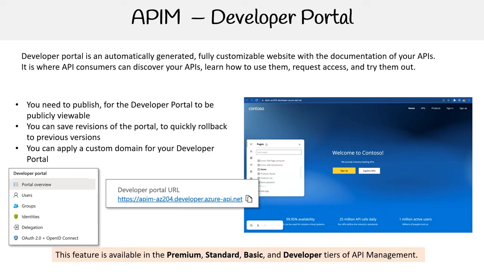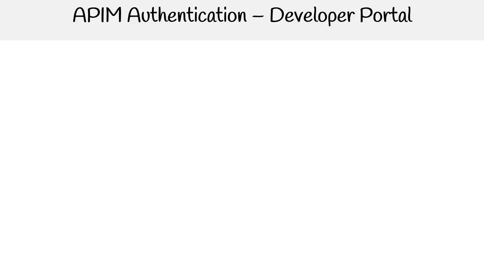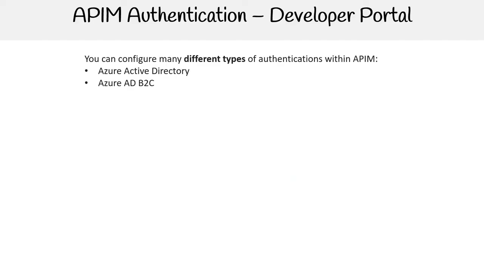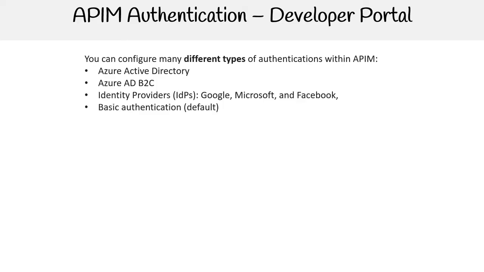In theory, I like the idea. In execution, I don't know. All right, so there is authentication for the developer portal that you can set. There's a few different ways to do it. You can do Active Directory, B2C, identity providers like Google, Microsoft, Facebook, basic authentication, which is the default version.